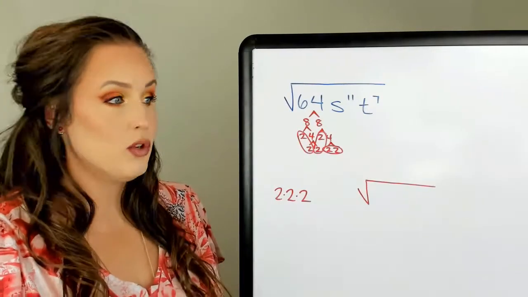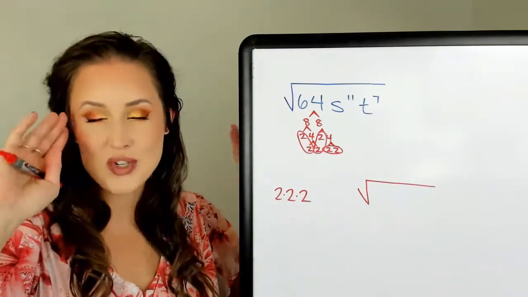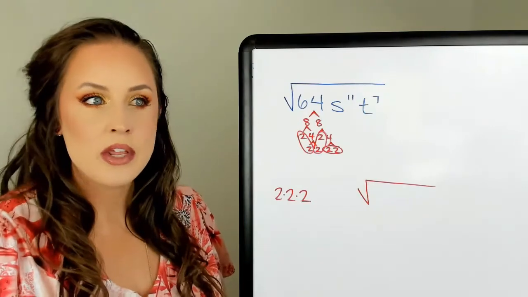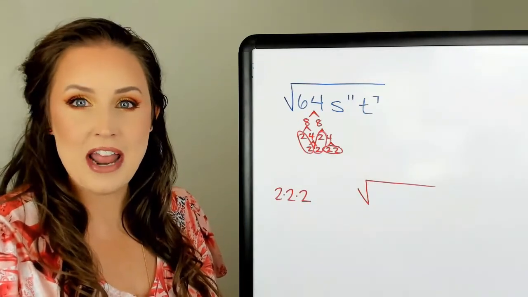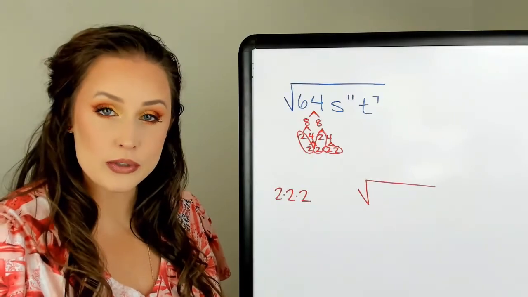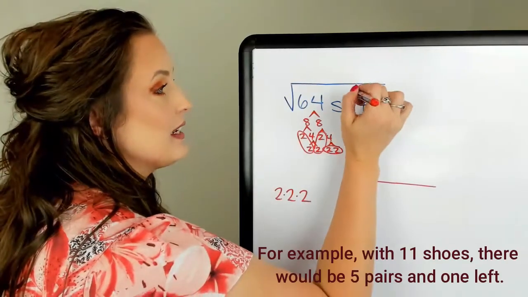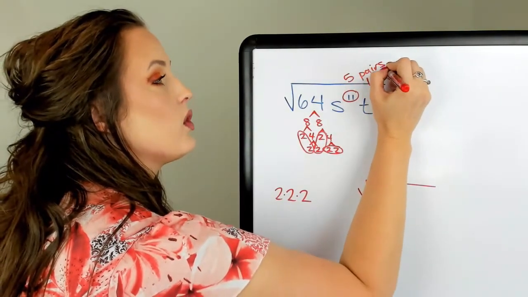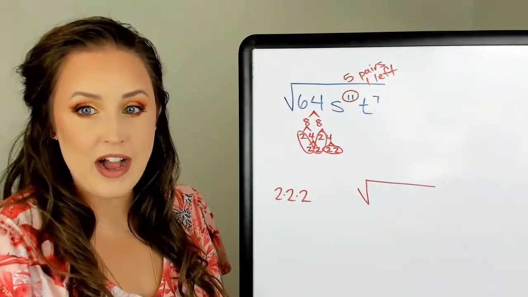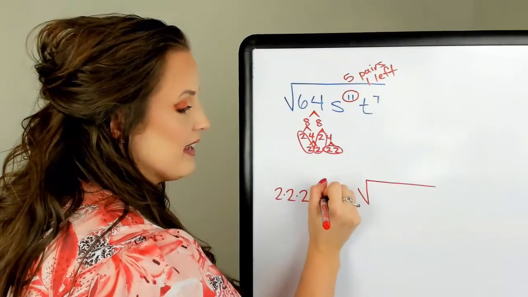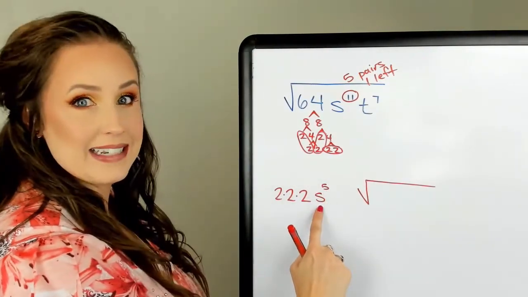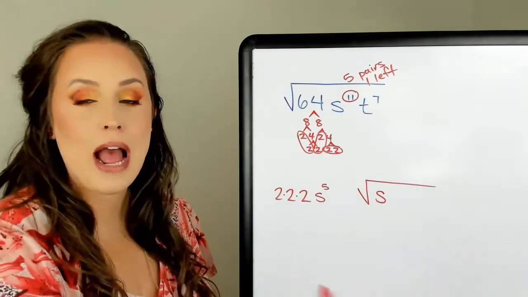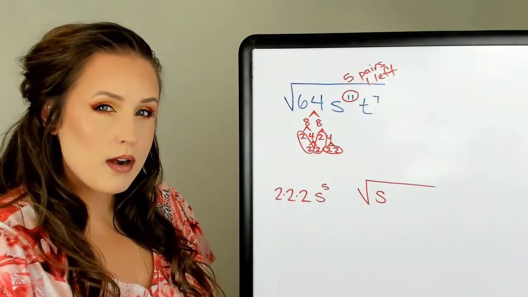Now, as far as s to the 11th, you can write out 11 s's, and maybe it will help you visualize that in your head. But keep in mind that you're going to be circling pairs anyway. So if you think of 11 anythings, how many pairs are in 11? In 11 things, there are 5 pairs with 1 left over. So the 5 pairs are going to leave, giving us s to the 5th. That means 5 pairs of s's. And then the one that's left would go underneath here. You would see that if you actually wrote out 11 s's. So that's a little bit shorter of a way to do that.